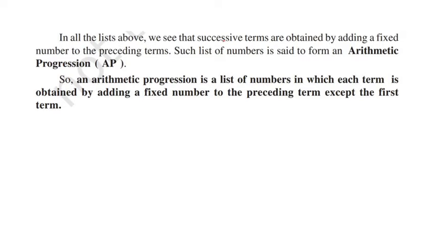If we see that successive terms are obtained by adding a fixed number to the preceding term, such a list of numbers is said to form an arithmetic progression. So we are getting successive terms by adding a fixed number to the preceding term, and if we continue doing like this, it will form an arithmetic progression. So an arithmetic progression is a list of numbers in which each term is obtained by adding a fixed number to the preceding term except the first term, obviously because the first term is already given.